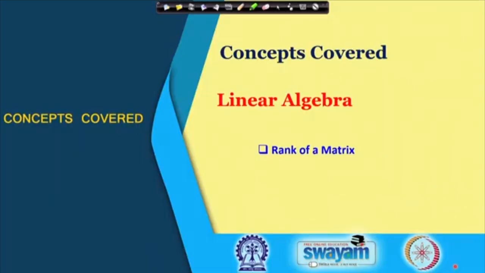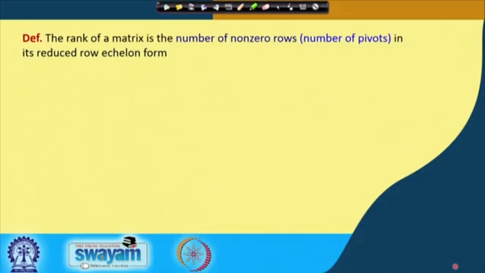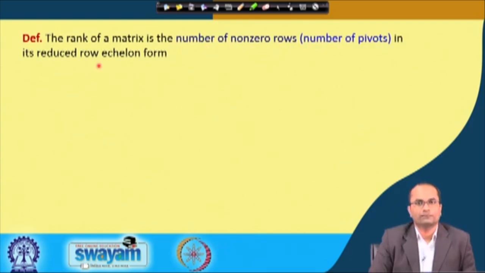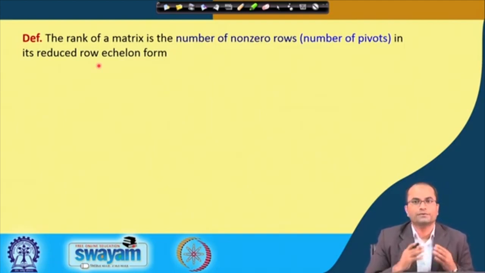So welcome back, and this is lecture number 43, and today we will discuss rank of a matrix from this topic of the matrix algebra or linear algebra. And the definition we start with, which we have mentioned in one of our previous lectures, is that the rank of a matrix is the number of non-zero rows or the number of pivots in its reduced row echelon form. That's why this row reduced echelon form is very important.